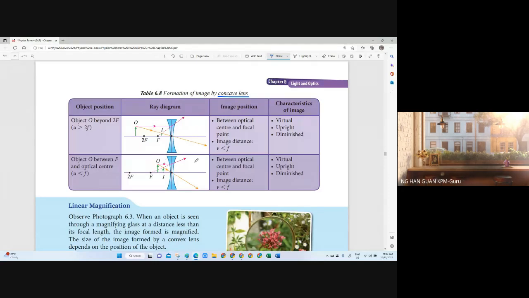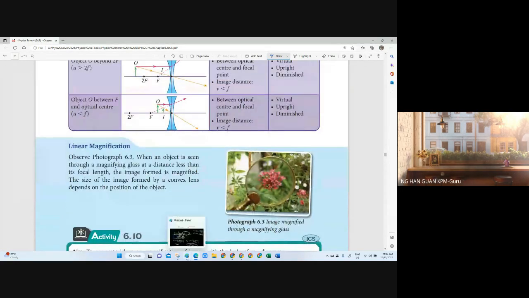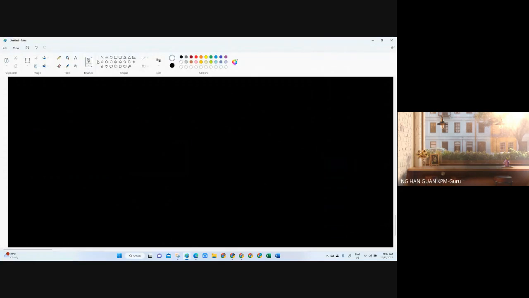What you need to learn is how to form the image. First, we always need a principal axis, one horizontal line. And then afterward we need the lens position, so we need one vertical line.